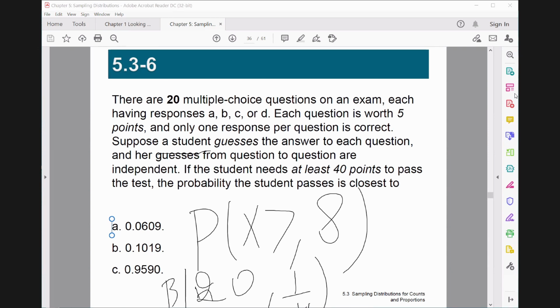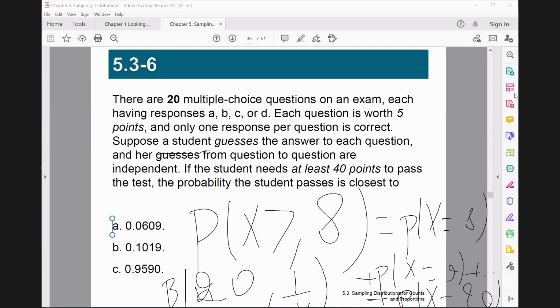The first way is to evaluate the probability of x equals 8 plus the probability of x equals 9 plus probability of x equals 10 and so on, until the probability of x equals 20. So the answer is from 8 until 20. Then this is what I should do.